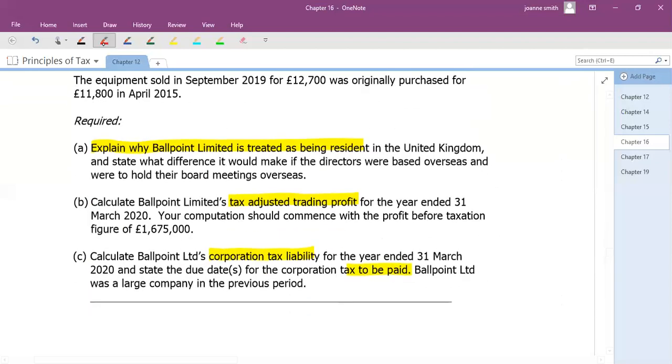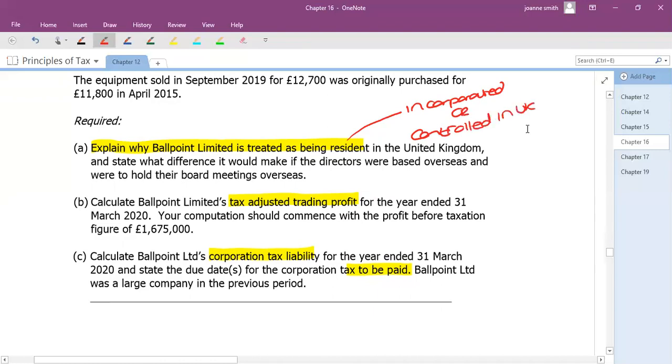So first of all, part A is asking us about residency. So if we go back to what we learned at the beginning of the chapter, a business is resident in the UK if it is incorporated or controlled in the UK. All right, so it can be either of those things.